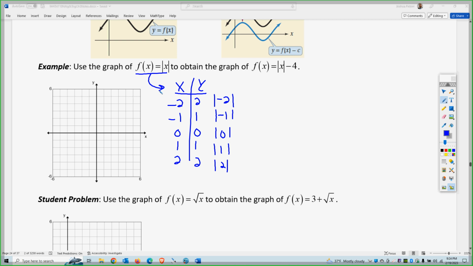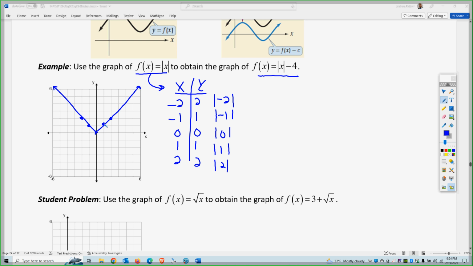So at -2, I'm at 2. At -1, I'm at 1. At 0, I'm at 0. At 1, I'm at 1. And then at 2, I'm at 2. So it's the graph that I thought. It's a V, because absolute value, right, is spelled with a V. So if I minus 4, it should just move all my values down by 4, right?